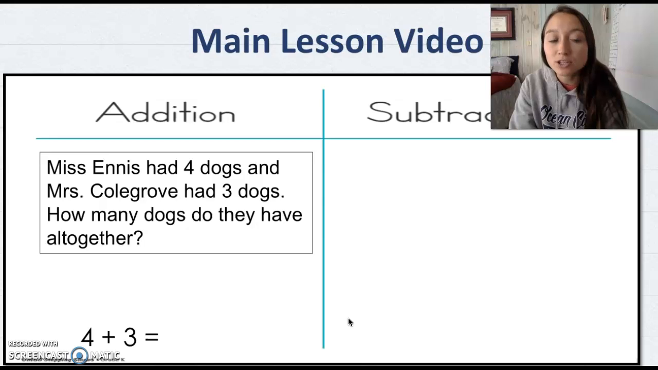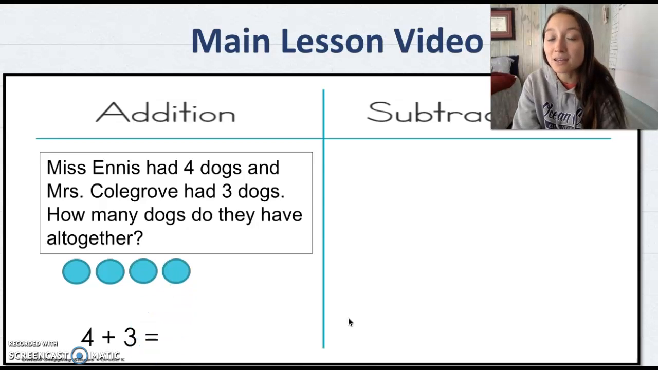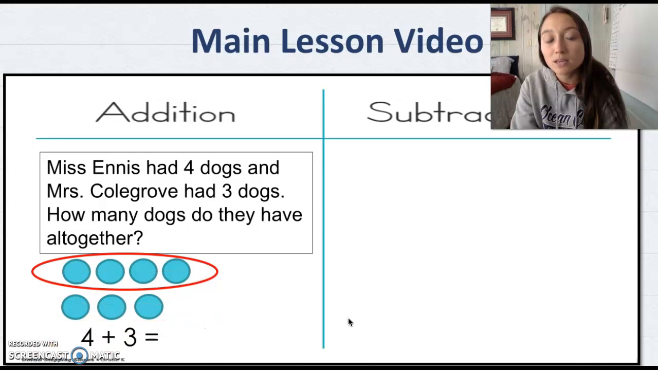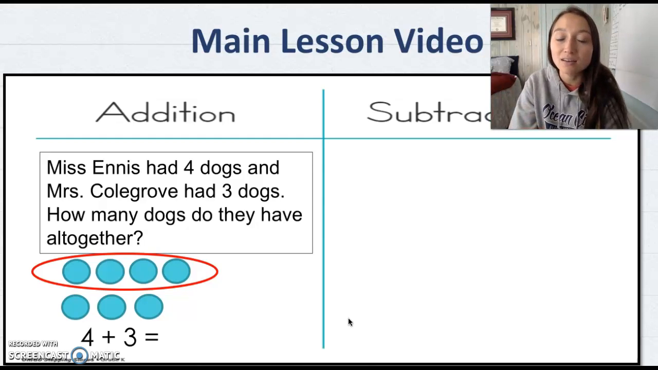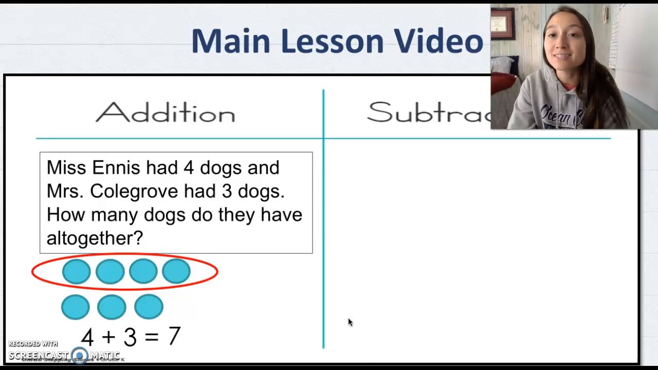So I could write the addition sentence, 4 add 3, and let's count up the dogs. Let's do Miss Ennis's first. 1, 2, 3, 4. Now we need to add in Mrs. Colgrove's dogs. 1, 2, 3. You can see my group of 4. That was the original group that we started with, and the 3 more that are being added in. That gives us a total of 7 dogs, all together.